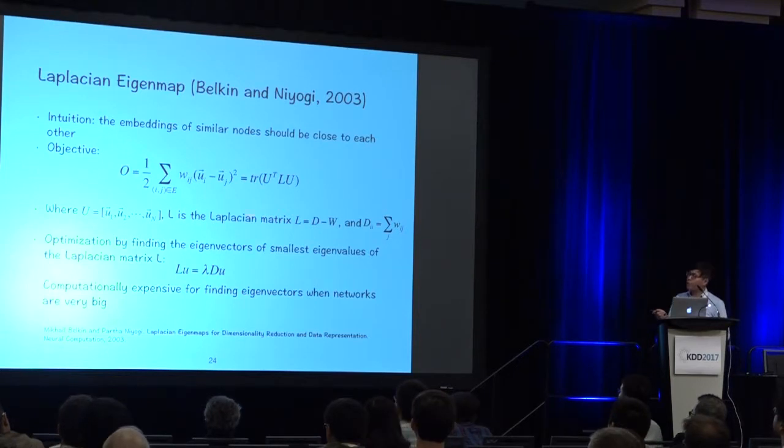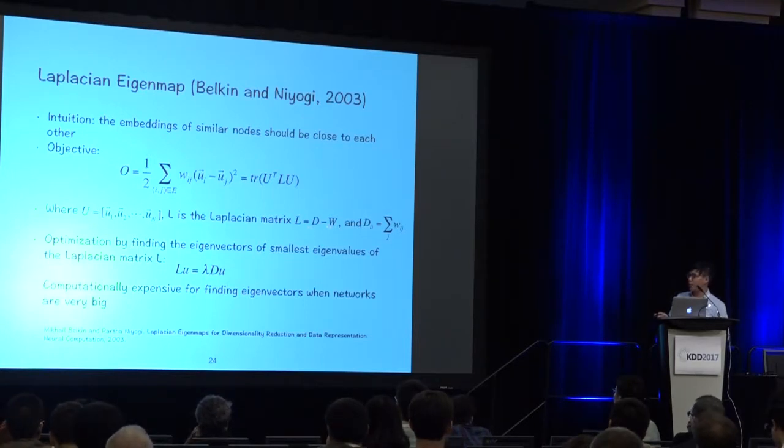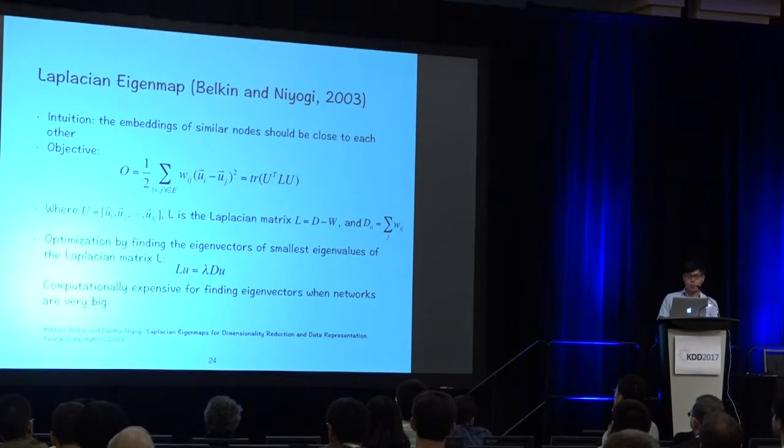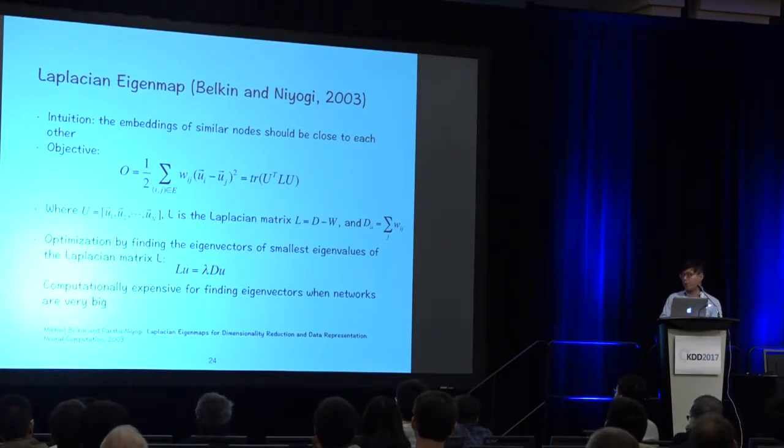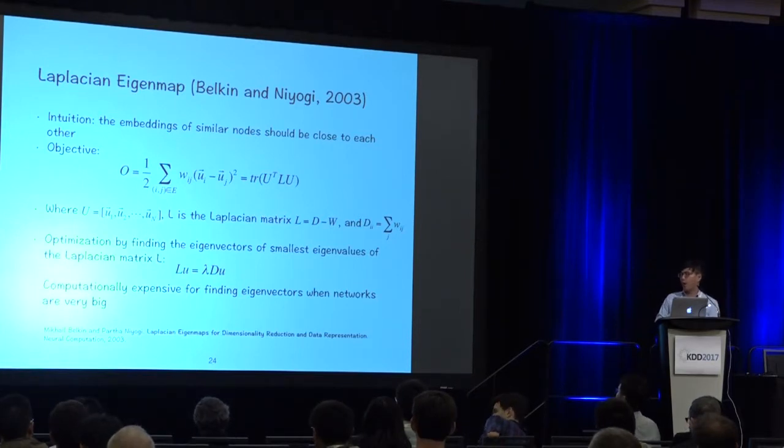We can further rewrite this objective function in matrix form. Here the matrix U is a concatenation of all the node embeddings, and the matrix L is the Laplacian matrix, which is the difference between matrix D and matrix W. Matrix W is the adjacency matrix of the network, and D is a diagonal matrix with values on the diagonal corresponding to the degree of each node. Based on this objective function, we want to find the optimal node embeddings, which can usually be solved by finding the eigenvectors of the smallest eigenvalues of the Laplacian matrix.